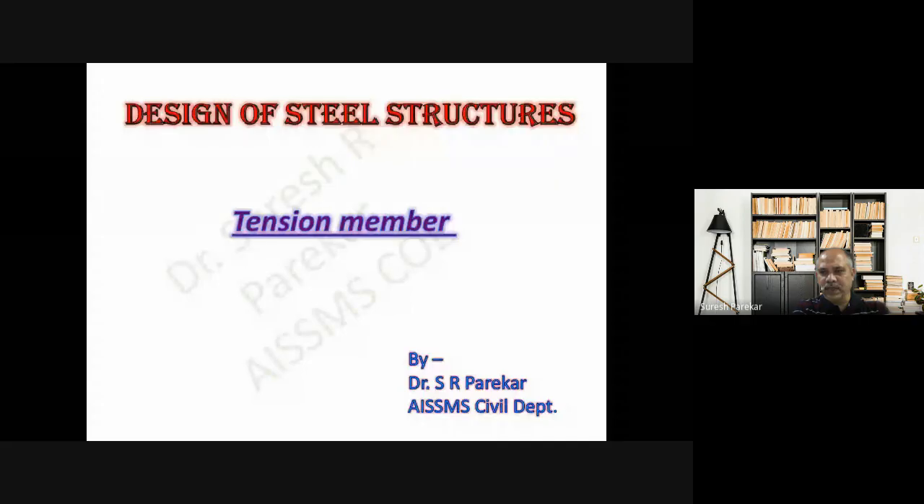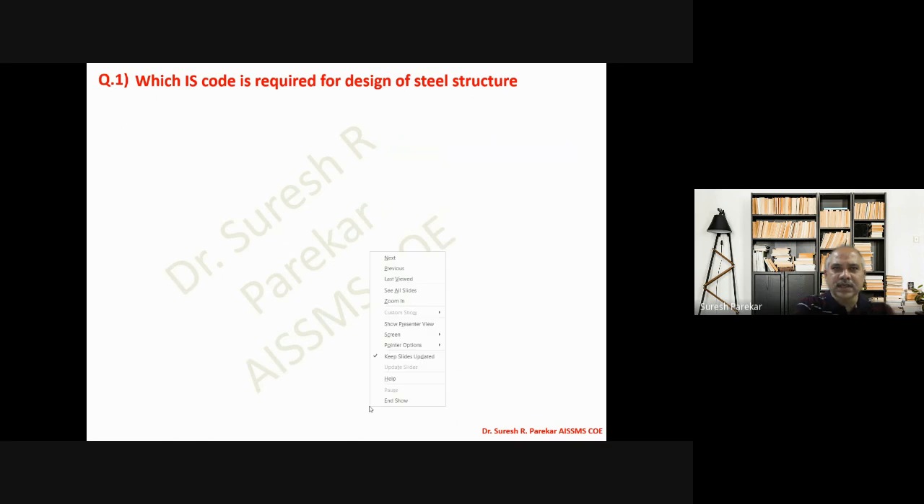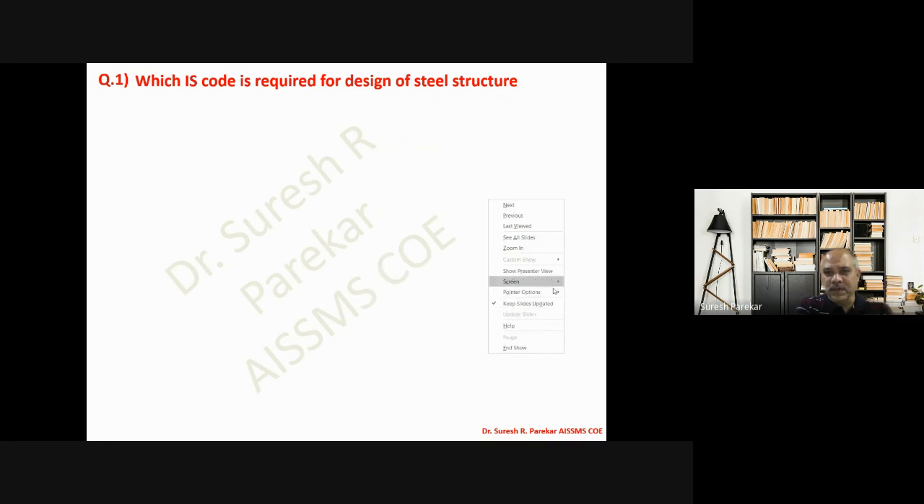Good evening. Today we will see some questions from tension members which may help you for your oral examination. So now we will go with the first, which is the code required for your design of steel structures, because we generally forget which code we are using, and in the oral examination we are not in a position to answer it. So we have IS 800 2007.